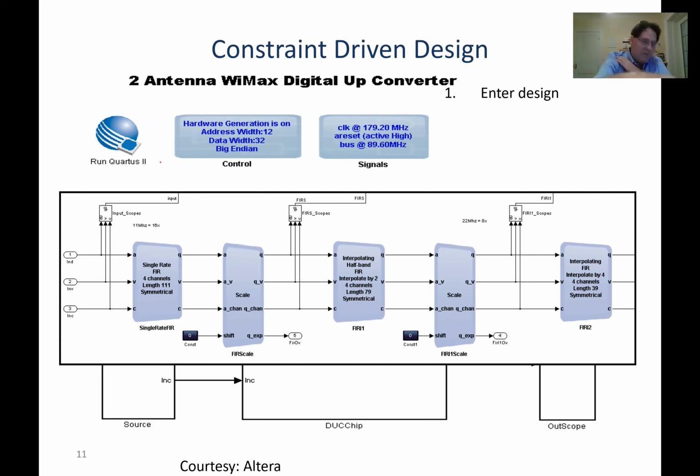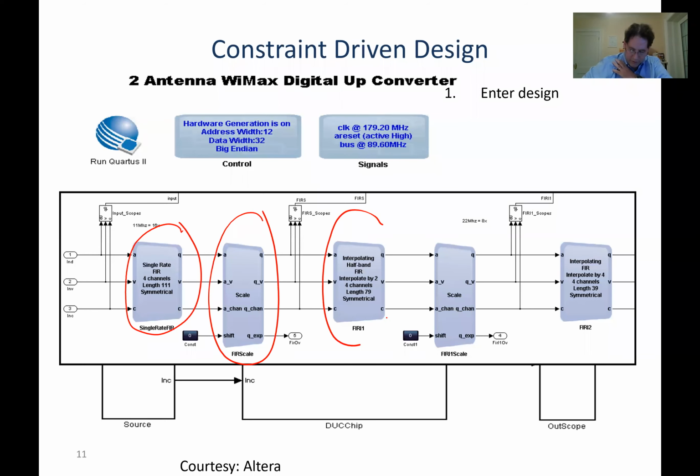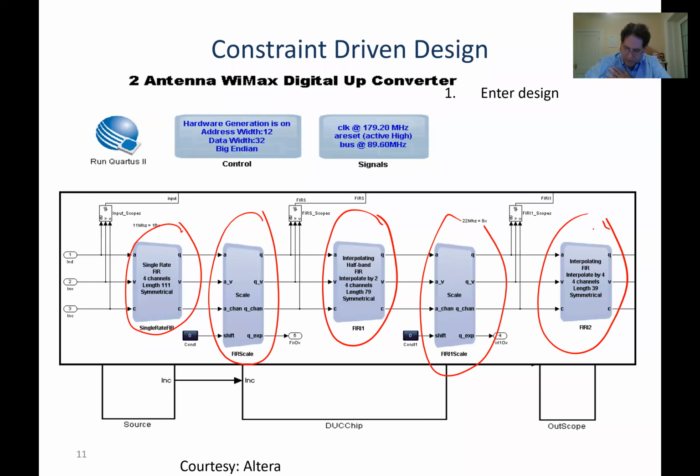So you put down these various block diagram components. Here we have a FIR filter, and it's got multiple channels coming in. There's some scaling. There's an interpolation filter, so that's one where we're going to get more data coming out than came in. Some more scaling, some more interpolation and filtering, etc.